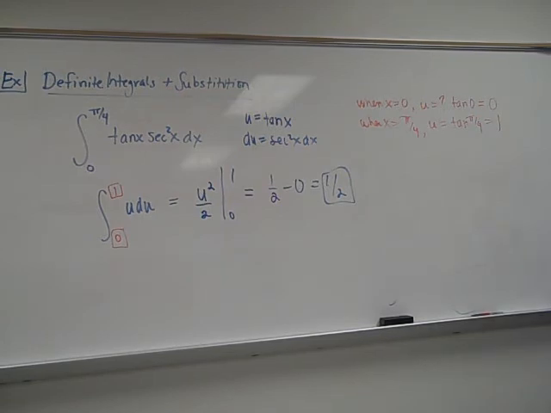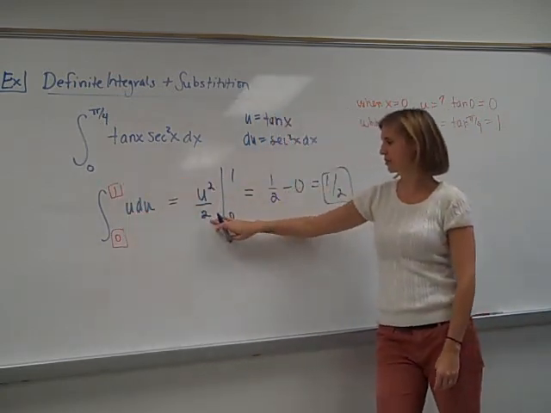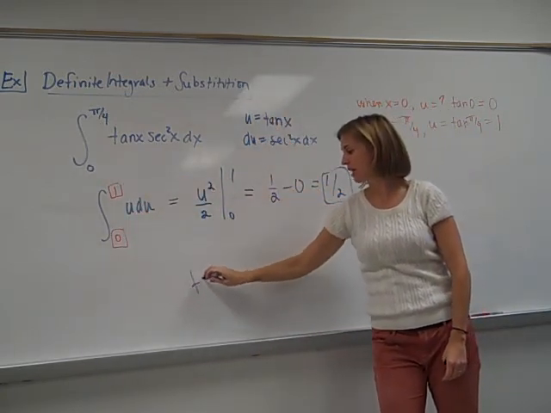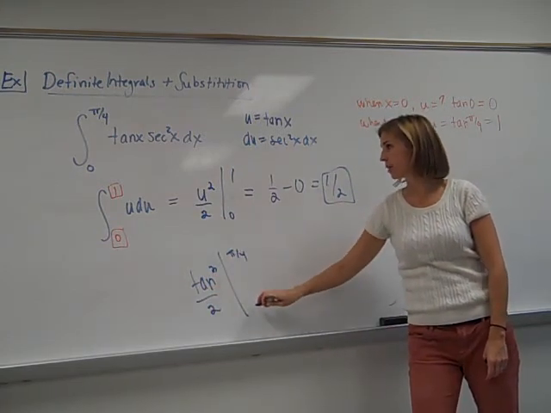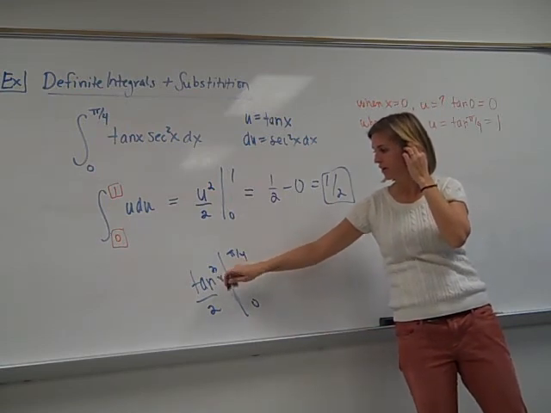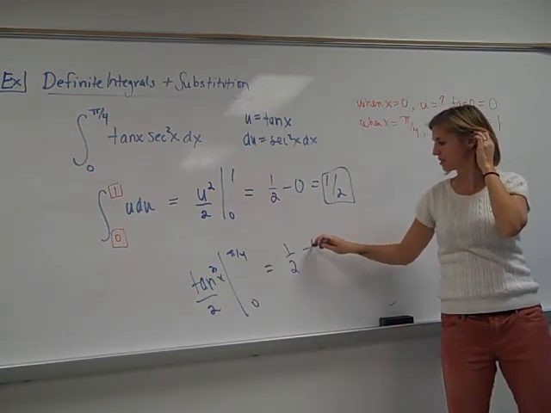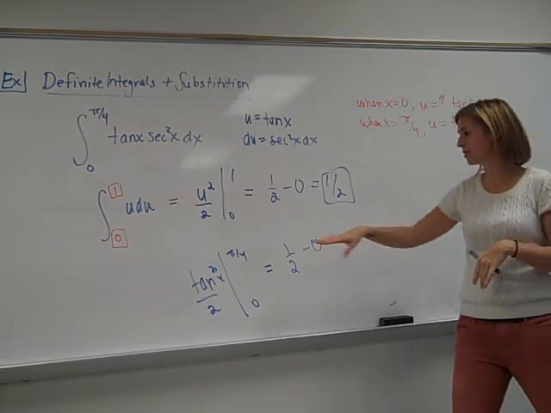What if we put the tangent back in? Yeah. If you didn't know that and you never replaced these limits, and you got u squared over 2, you'd put tangent back in, so you'd have tangent squared over 2. Then I would evaluate from pi over 4 to 0. The tangent of pi over 4 is 1 squared, so we'd still have the same thing. So if I do it without knowing to change the limits, it'll still work.